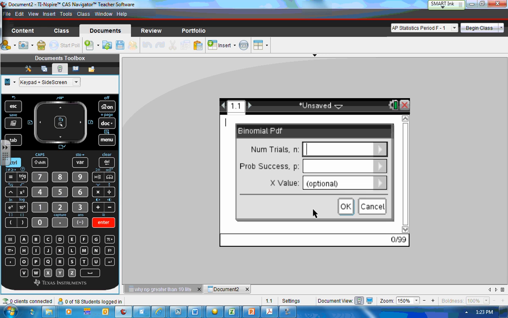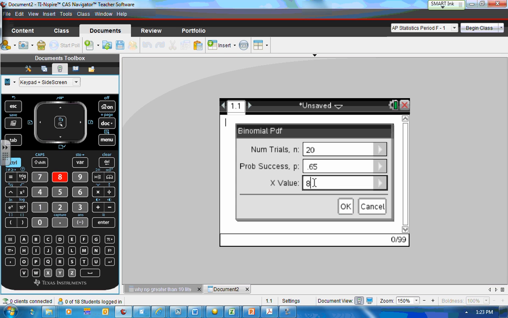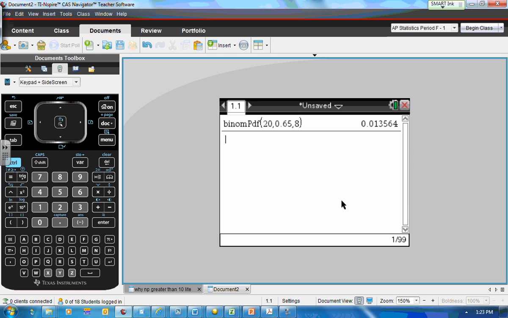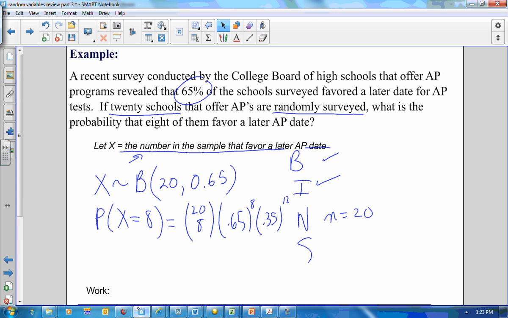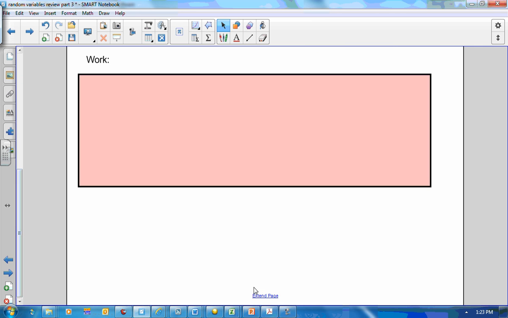It asked me the number of trials, which was 20. The probability of success was 0.65. And the x value, if I don't put optional, it gives me the probability for each of them, but I want to know the probability of exactly 8 successes, and that's my answer there. So let me go back here, and let me just show you the work that you need to show for that.